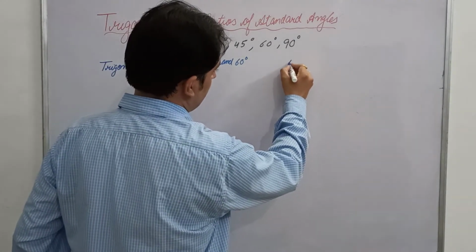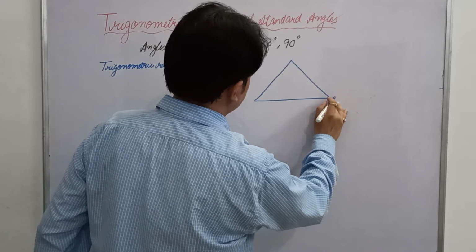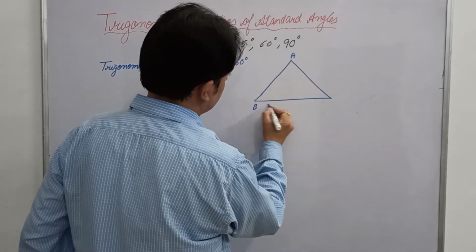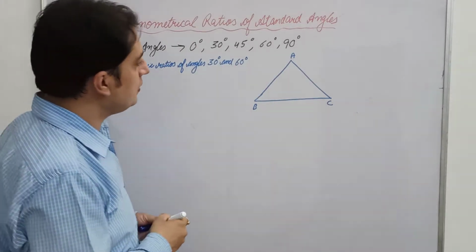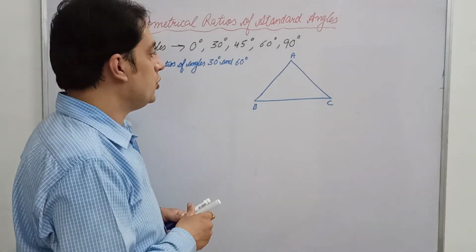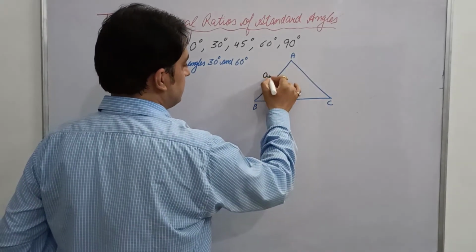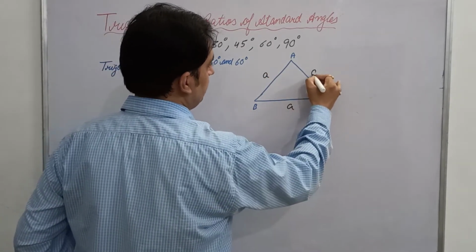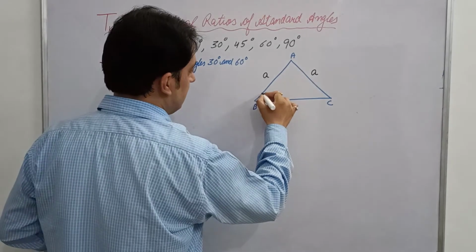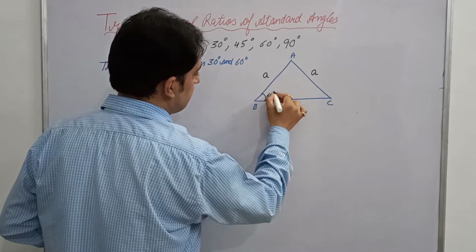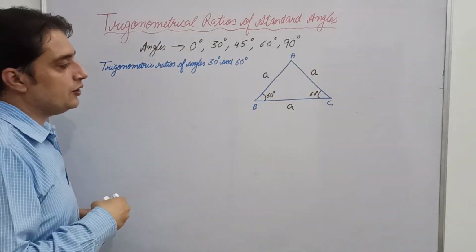here I am taking, let this triangle ABC be an equilateral triangle. So let us consider an equilateral triangle having all sides equal, and let A be the length of the sides. You know that each angle of an equilateral triangle is 60 degree, so all three angles are equal.